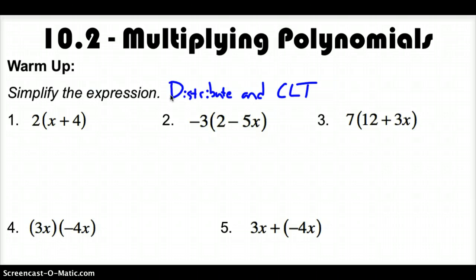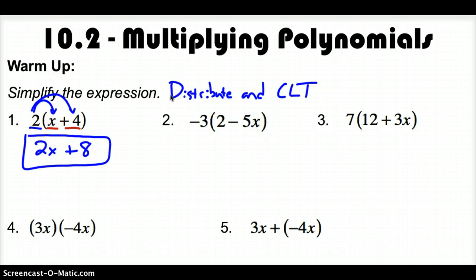So the first one, we have this monomial of 2 being multiplied by this binomial of x plus 4, so we use the distributive property. We take the 2 times the x, that gives us 2x, and then we take the 2 times that positive 4, which gives us a positive 8. There are no like terms to combine, so 2x plus 8 is going to be our simplified expression.